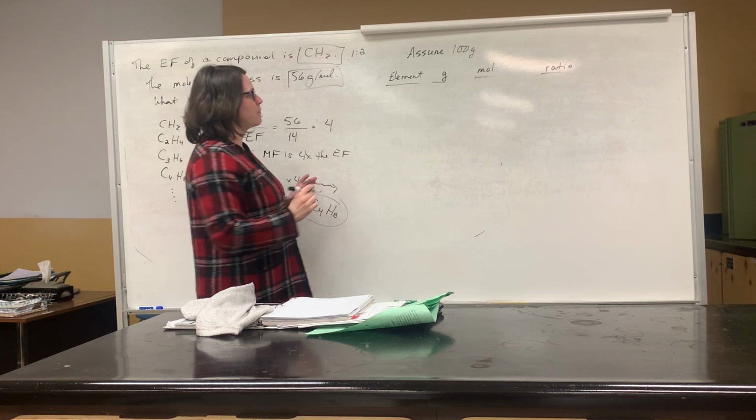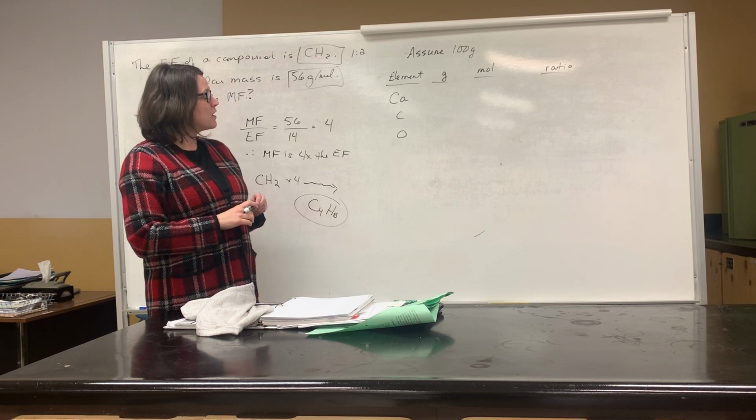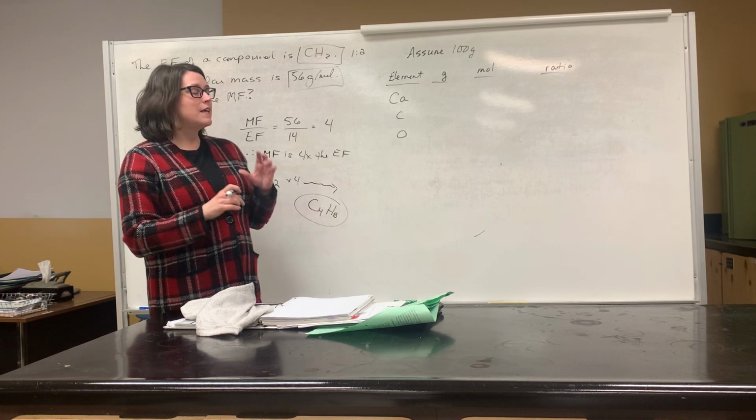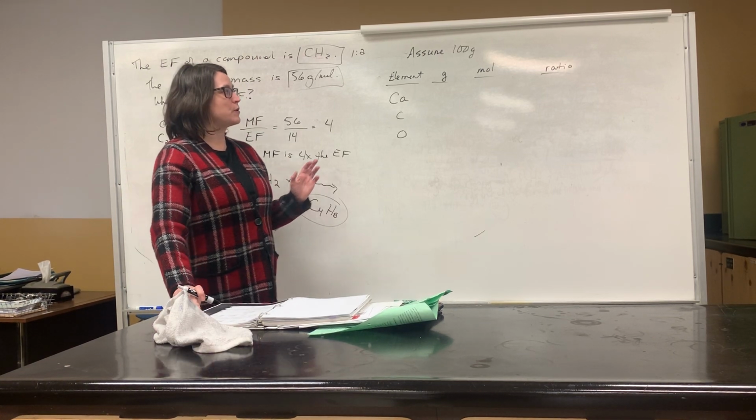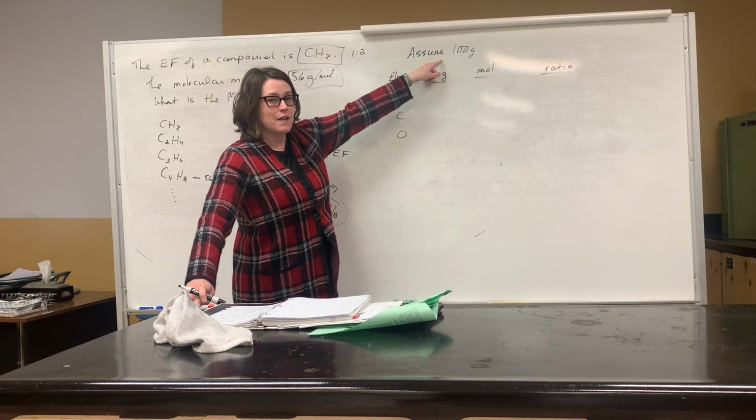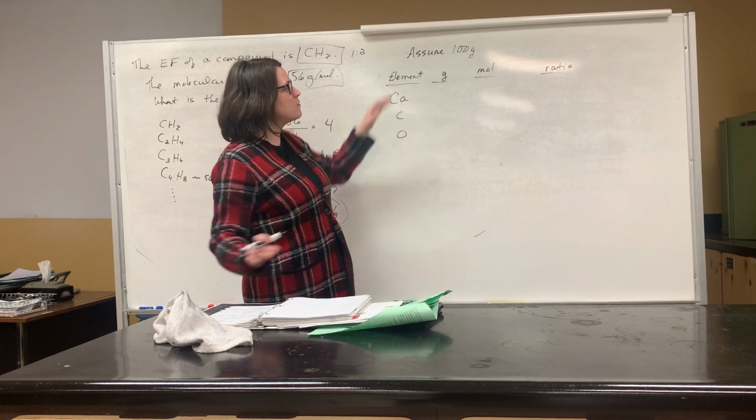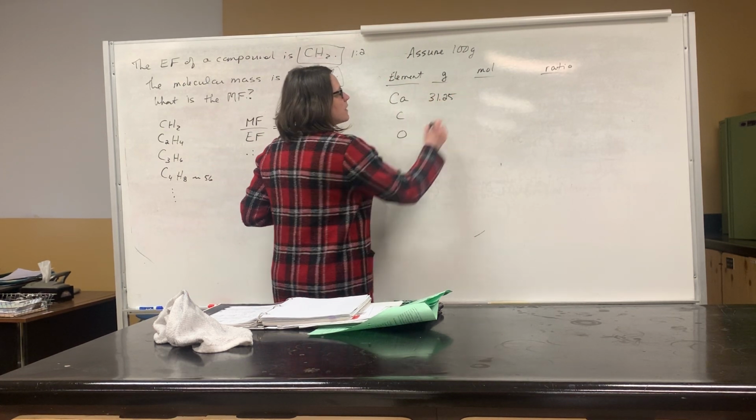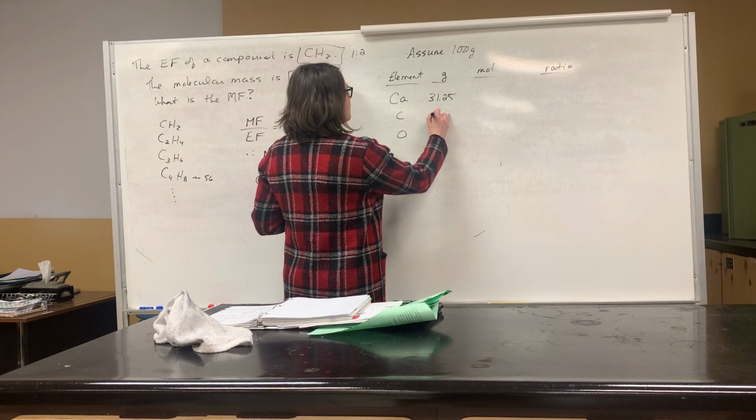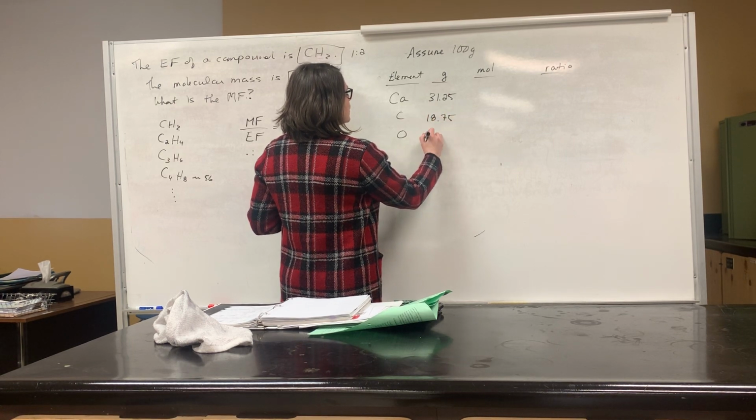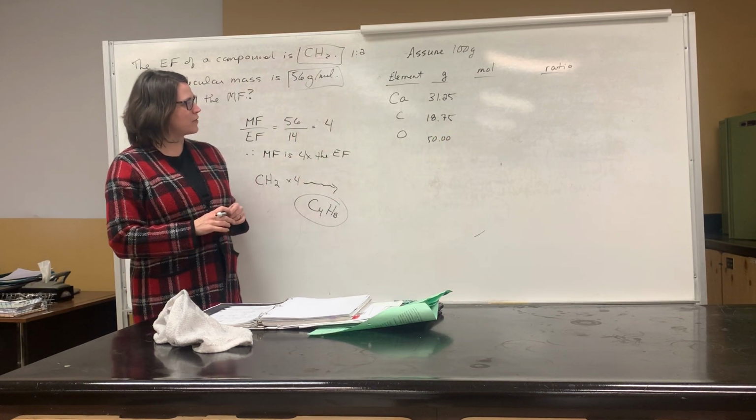Now, in this particular example, you know that you have calcium, carbon, and oxygen. That's what was given to you. So calcium is percent composition by mass, it tells me, is 31.25%. Now, if I have 100 grams, 31.25% of 100 is 31.25. So because I've assumed 100 grams, I'm going to assume then 31.25 grams of that are calcium. The carbon is 18.75, and the oxygen, what was it again, is 50.00. So these are my masses of these 3 elements.